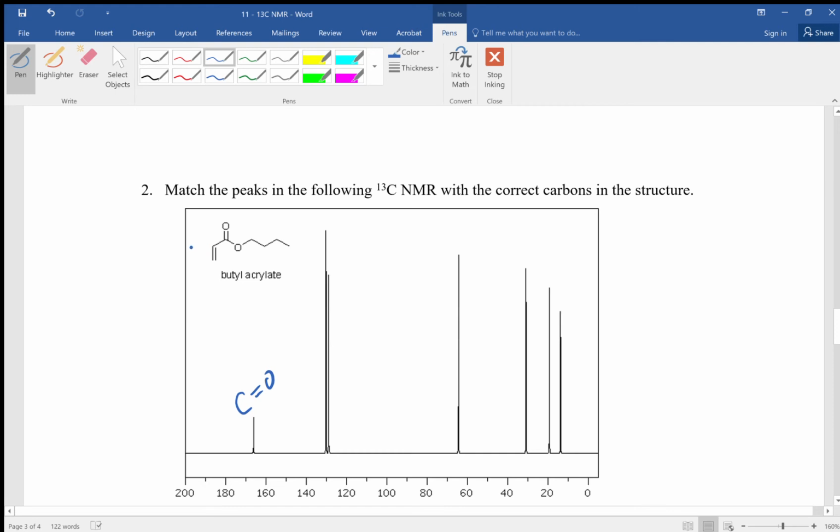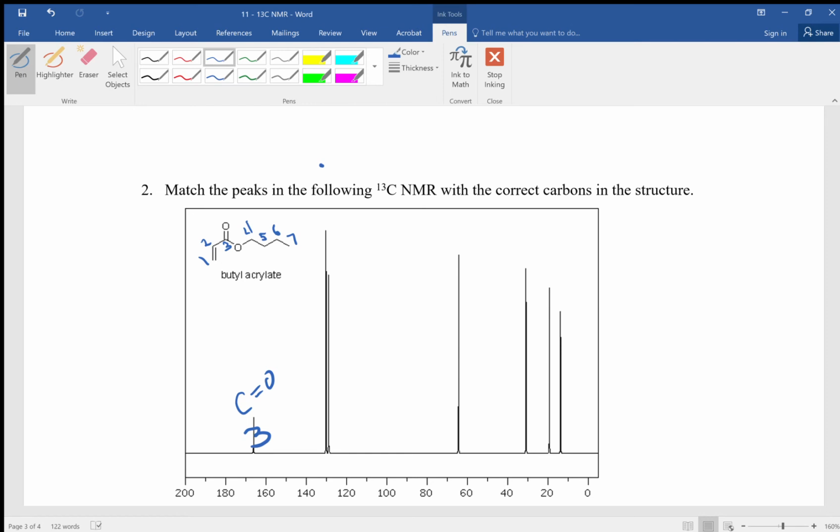But a lot of times, if I want to not be ambiguous, what I'm going to do is just assign a number to each different carbon in this molecule. And then that way, I can just put that number next to the peak. That's also a good way to do it when you're working in the lab. Assign each carbon or hydrogen in the molecule a number, and then you can just put the number next to the peak.